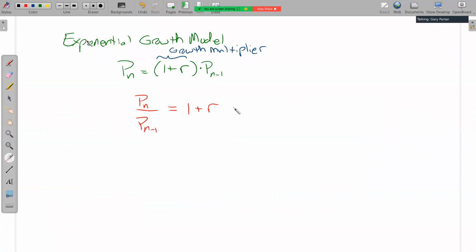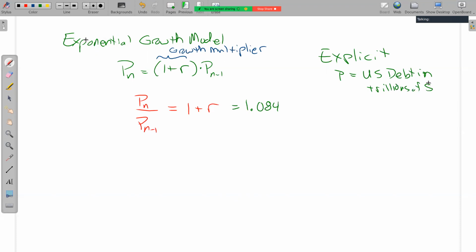My average growth multiplier for this situation was about 1.084. So that tells me that my explicit model for P, which is going to be the US debt in trillions of dollars, and n is years after 1980. We're going to know what the variables mean.